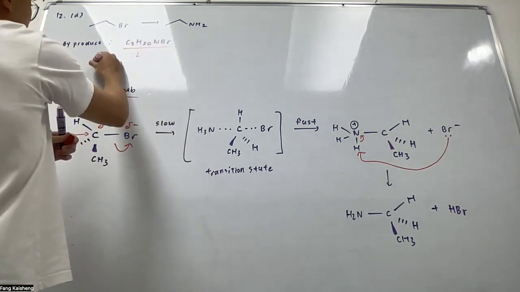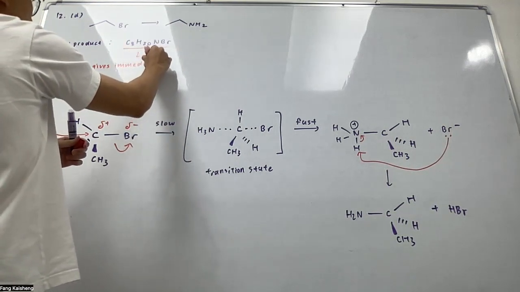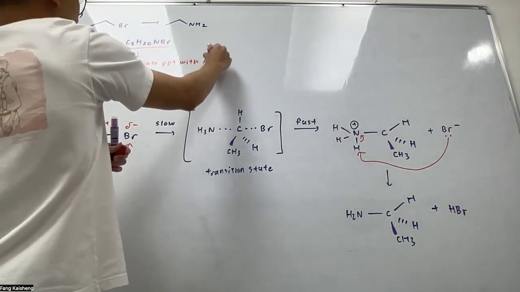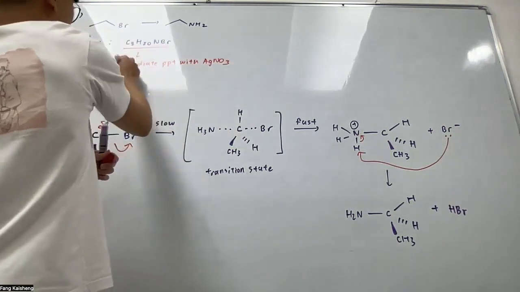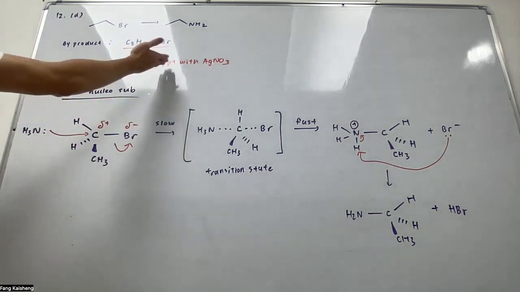go and highlight this, gives an immediate precipitate. The word immediate is very important. Immediate precipitate with AgNO3. I talked about AgNO3 earlier. What's the significance and all that? Settle this red text first. AgNO3 means you're bound to form what? They say precipitate somehow. What's the precipitate?